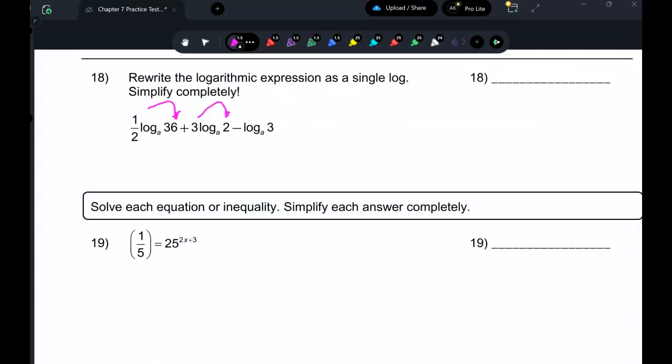Okay, so first thing, I have log base a of 36 to the 1/2 plus log base a of 2 to the 3rd minus log base a of 3. So first I'm taking, remember how you can move the powers to the front? You can move them, because we want to condense this into one. Now what?